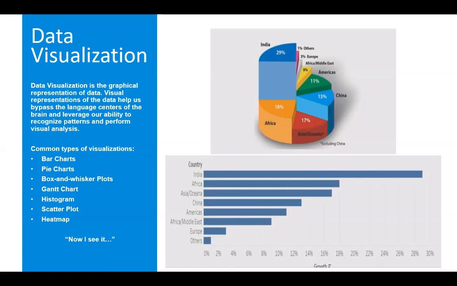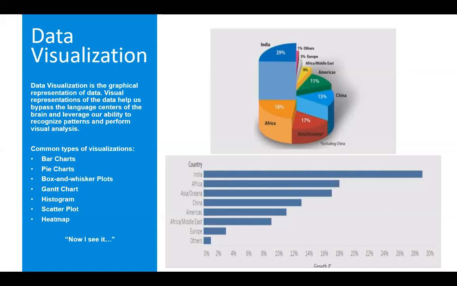Not only that, representing your data in a tabular format also makes it hard to see and identify opportunities for growth and shortcomings. What you would normally have to work very hard to identify, you can identify very easily using a visual representation. Some common types of data visualizations are bar charts, pie charts, box and whisker plots, Gantt charts, histograms, scatter plots, and heat maps.